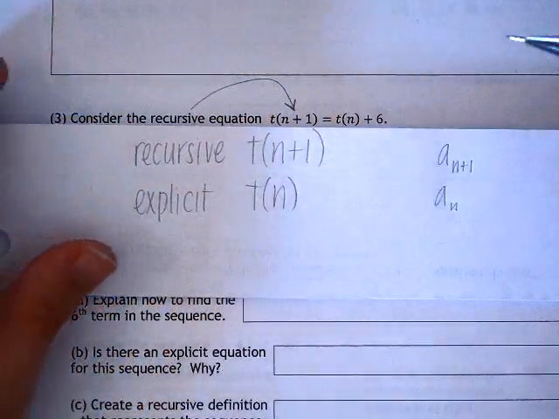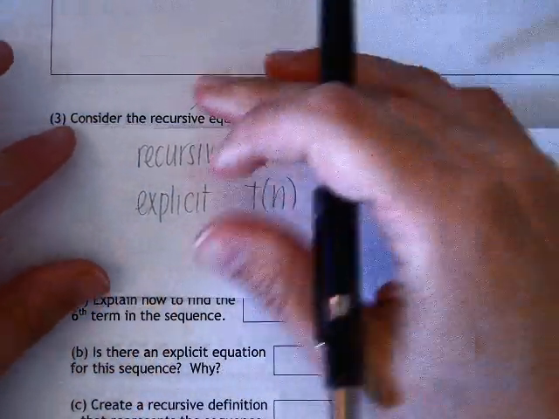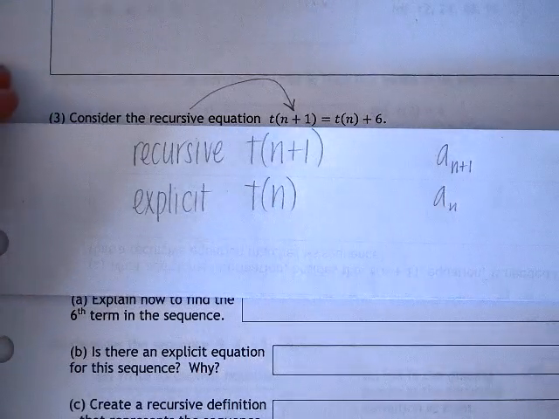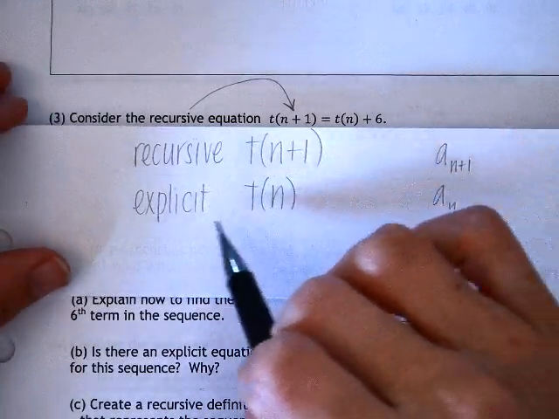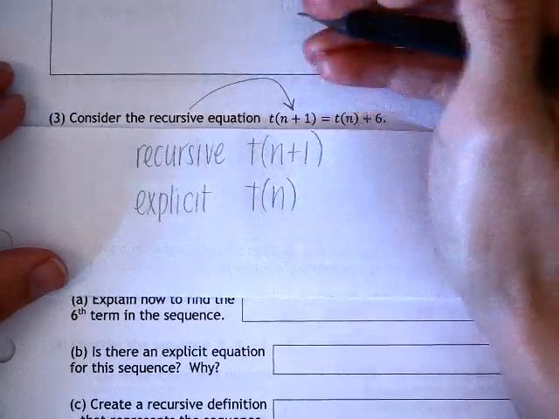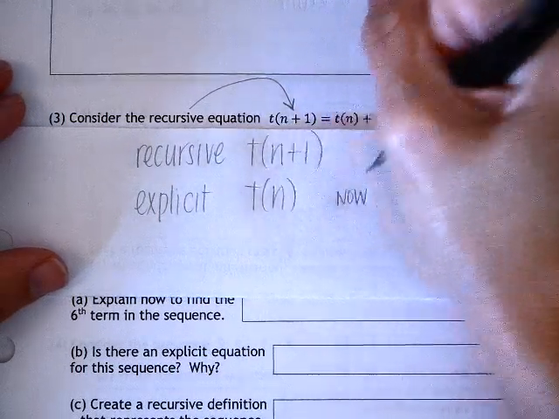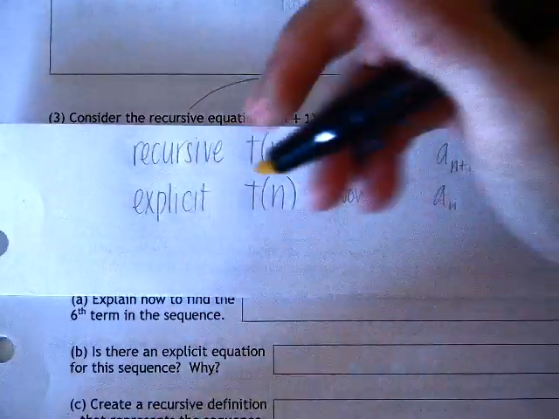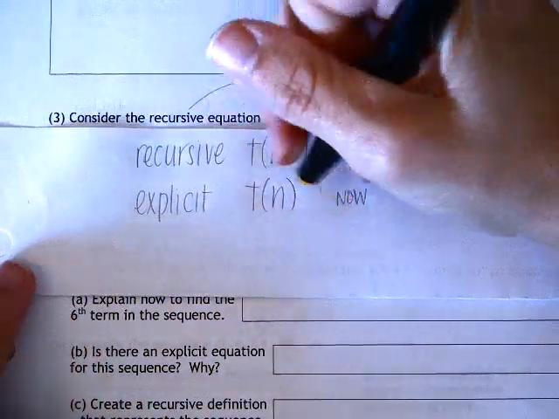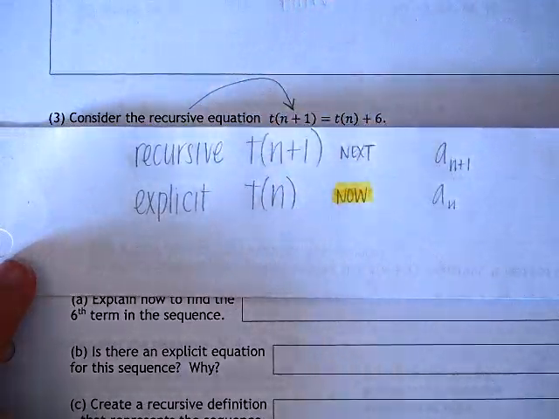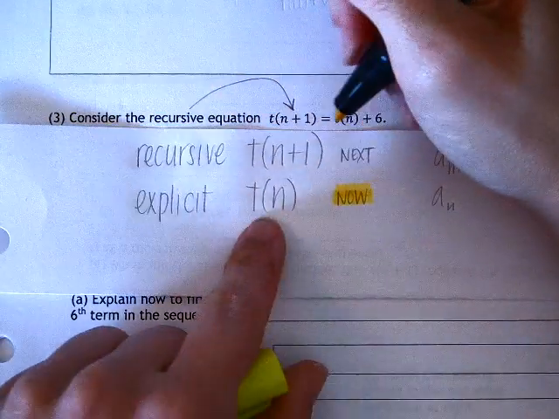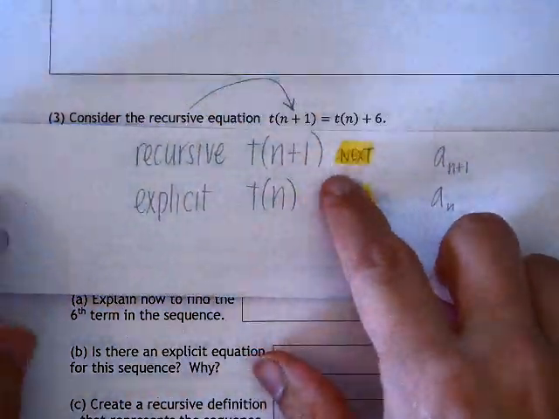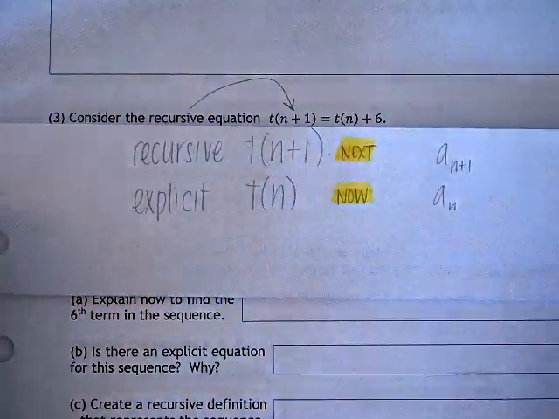You'll see them both come up. They both have different applications in the real world that we'll eventually talk about. But for now, knowing that explicit is what's happening now, and recursive is what's happening next, might be a good differentiation to keep in mind. Explicit is what's happening right now with the term that you have, n, and recursive is what's happening next, n plus 1, the term after the one you're dealing with.